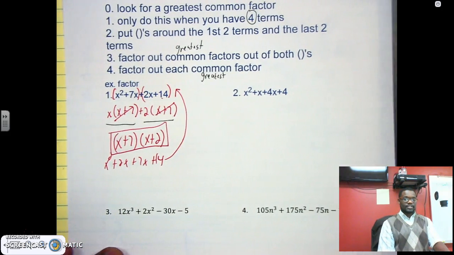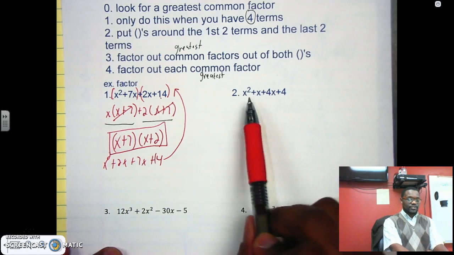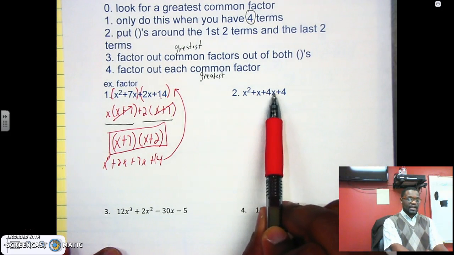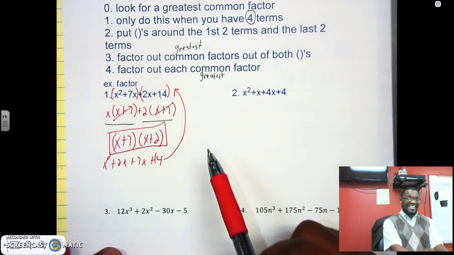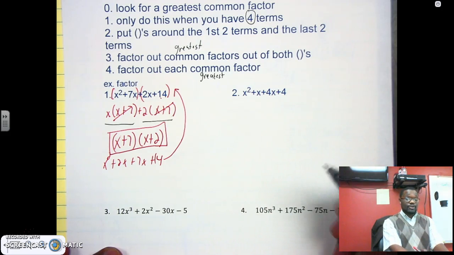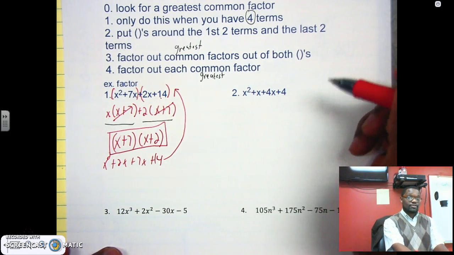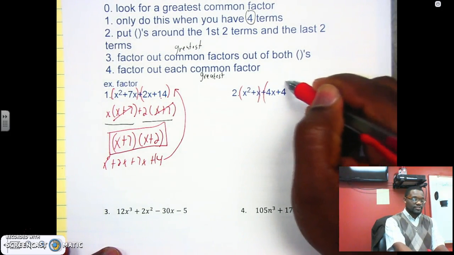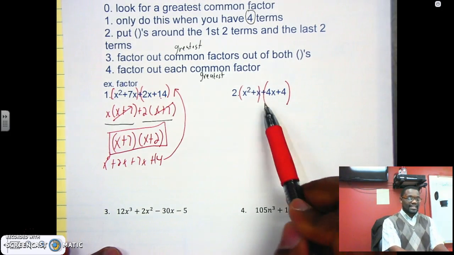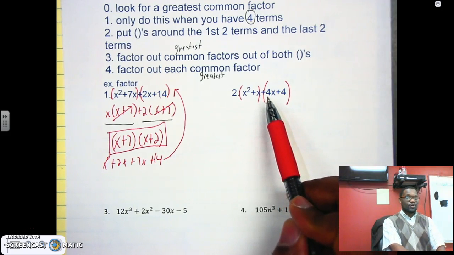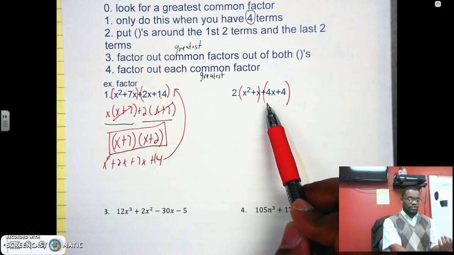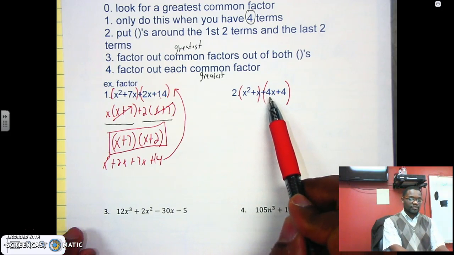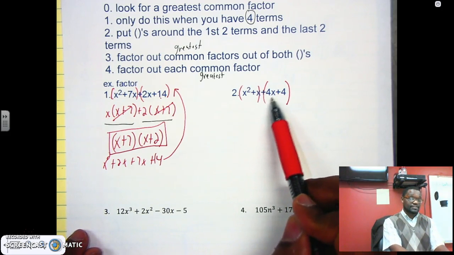Okay, I'll show it to you again over here. The first step is to look to see if there's a greatest common factor that I can factor out of all 4, and I cannot. Again, since I do have 4, then I'm thinking of factoring by grouping, which simply says put parentheses around the first 2 and parentheses around the last 2. Notice again that I did not include the plus sign. Is it wrong if you do? No. I just chose not to because cutting that plus sign off, the 4x is still positive.